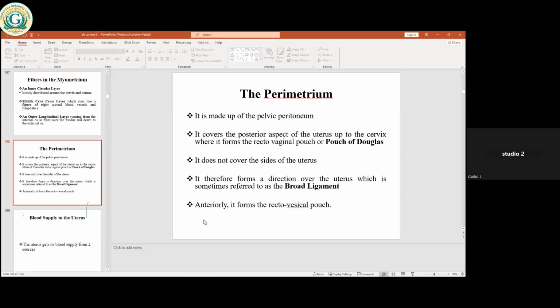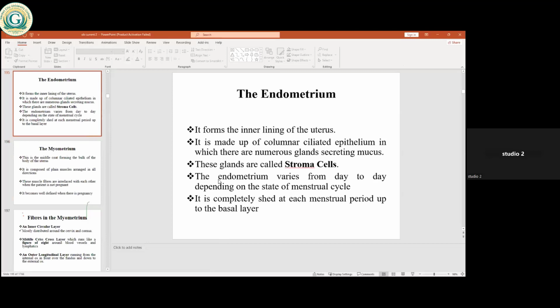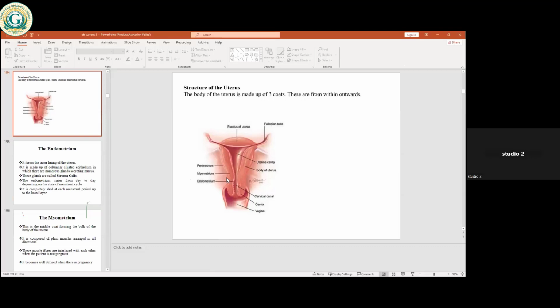Let me go back and show you, I've already shown you, but that is the perimetrium. This is the muscular layer of the uterus, which is the myometrium. And this is the endometrium, which is shed every month during menstruation, and that is also where the baby comes and lodges itself before it goes to the cavity. So we are making progress: endo, myo, and then peri.